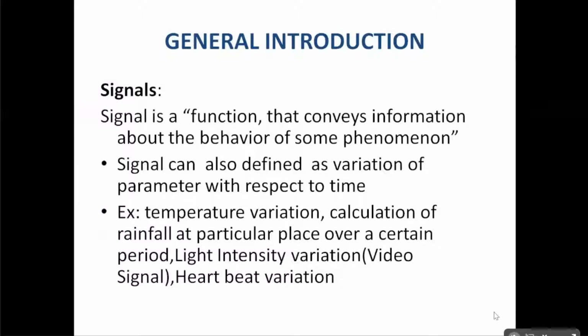Then calculation of rainfall at a particular place over a certain period. It is also an example for signal. Next one is light intensity variation. What we are seeing in TV, television, it is a picture. So it is also a light intensity variation. That is one of the examples of signal. Then heartbeat variation.